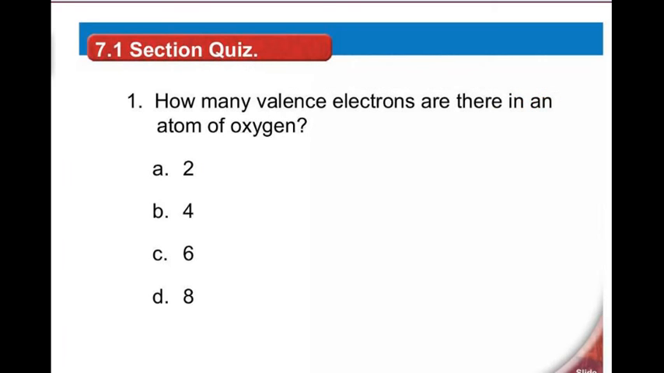Okay, and the first question is, how many valence electrons are there in an atom of oxygen? Wait for a minute. So what did you find? How many valence electrons are there in an atom of oxygen? Well, because oxygen is in group 6A, or written as VIA, then there would be 6 valence electrons in an atom of oxygen. Okay, so that's the first one.